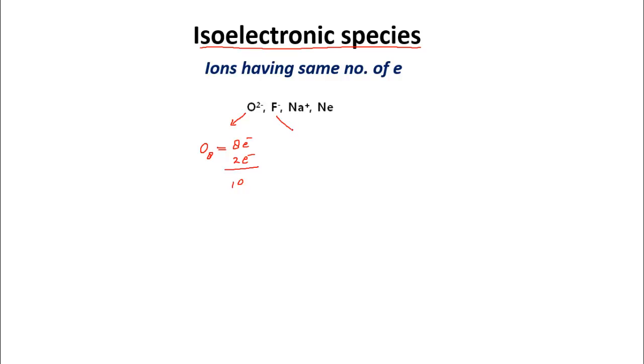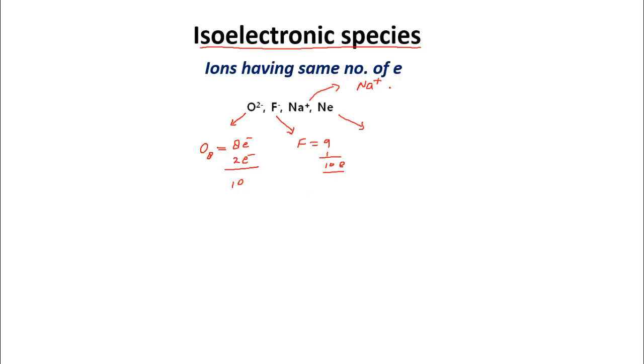Similarly, we have F negative, fluorine with a negative charge. Fluorine has atomic number 9, so it has 9 electrons and 1 extra electron because it's F negative. So the total will be 10 electrons.